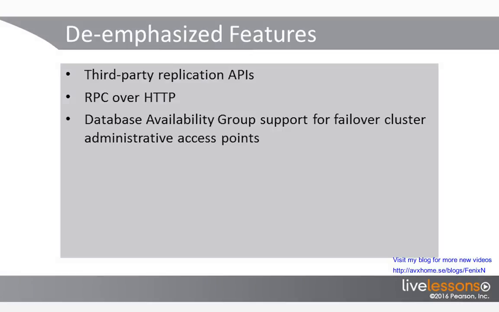Now, there are also some features that have been de-emphasized since Exchange 2013. De-emphasized features are features that still exist, they're still fully supported, but Microsoft encourages you to stop using them. Essentially, this is Microsoft's way of saying that they're not going to add any functionality to those features in the future, and that eventually those features will probably get removed, so it's a good idea to start easing away from using them if you can. So the de-emphasized features since the days of Exchange 2013 are third-party replication APIs, RPC over HTTP, which I mentioned in one of the previous videos, and support for failover cluster administrative access points within database availability groups.